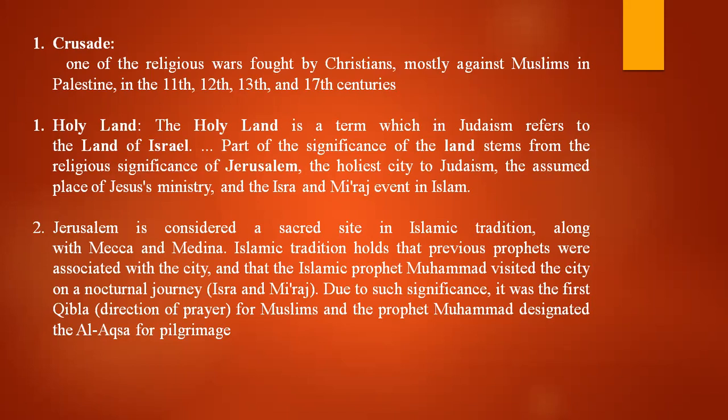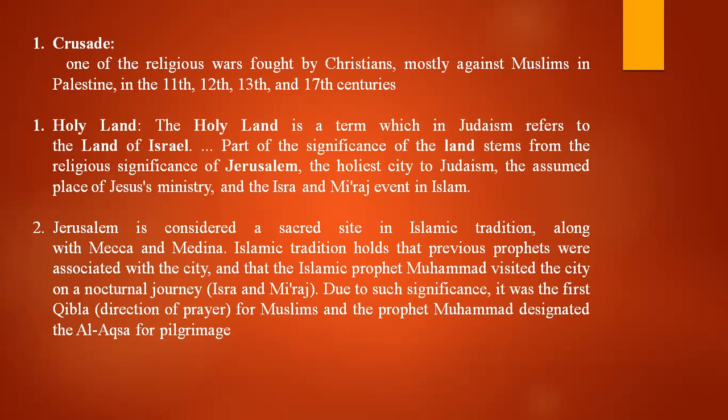Why it is important for the Christians, the Muslims, and at the same time the Jews, we will talk about that. The Holy Land that is mentioned in this novel is a term which in Judaism refers to the land of Israel. Part of the significance of the land stems from the religious significance of Jerusalem, the holiest city to Judaism, the assumed place of Jesus' ministry, and the Isra and Miraj event in Islam. So this Holy Land has religious significance for the Christians, the Muslims, and the Jews. In all these three religions, Christianity, Judaism, and Islam, the land of Israel has religious significance.